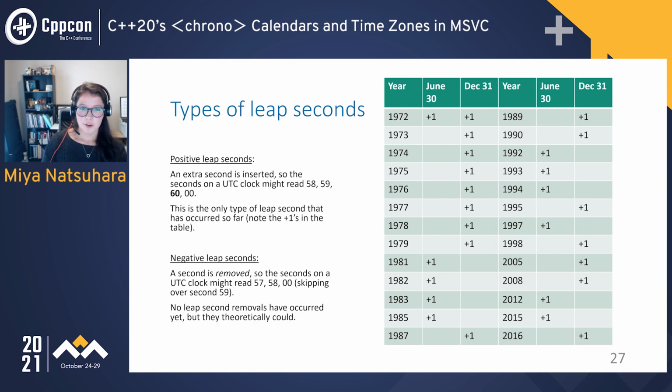Interestingly enough, there are only +1s in this table. So the only kind of leap seconds that have happened so far are positive leap seconds, or leap second insertions, where we insert that extra second to kind of realign with the sun or something. Negative leap seconds haven't occurred yet, so there have been no leap second removals, but they theoretically could. And at least Charlie Bardo thinks that there might be one coming up soon. So keep your eyes out for that. It will be monumental. I'm sure it will be front page news everywhere because everyone knows what leap seconds are.